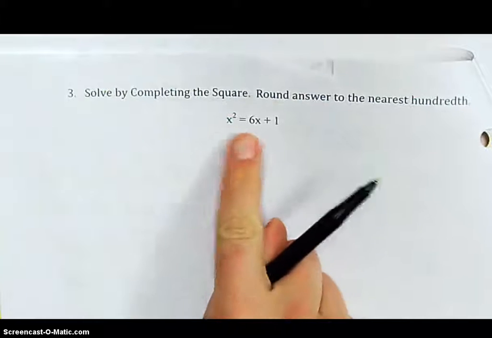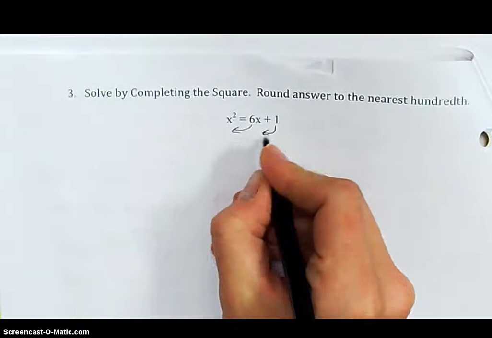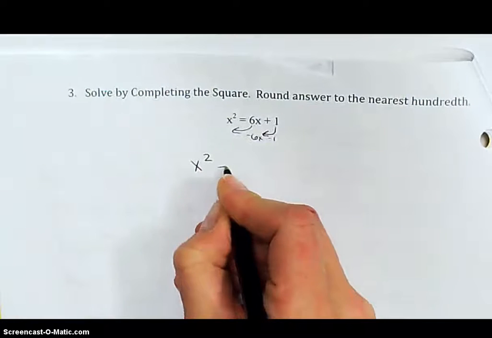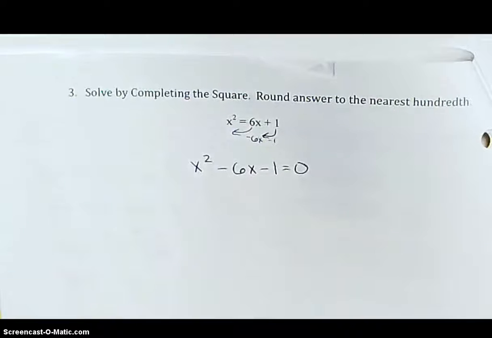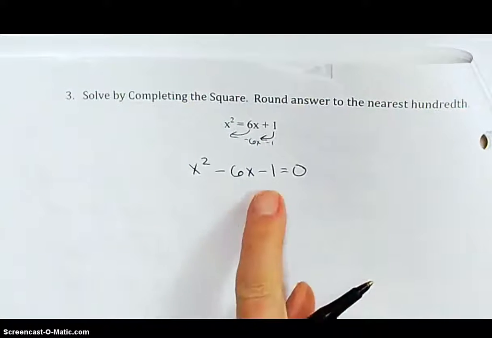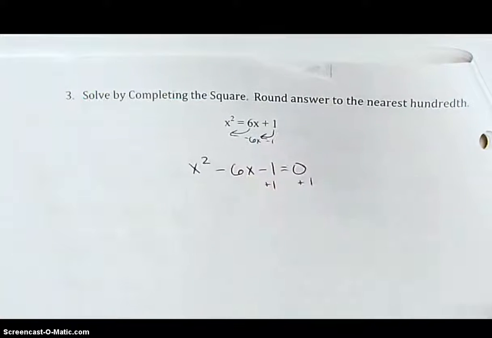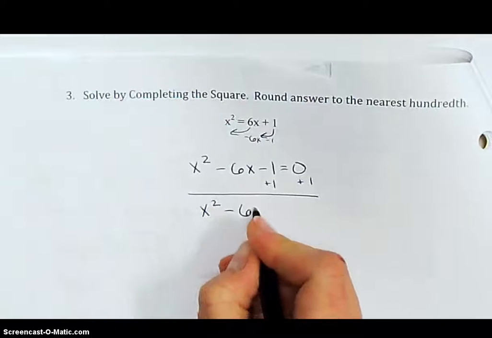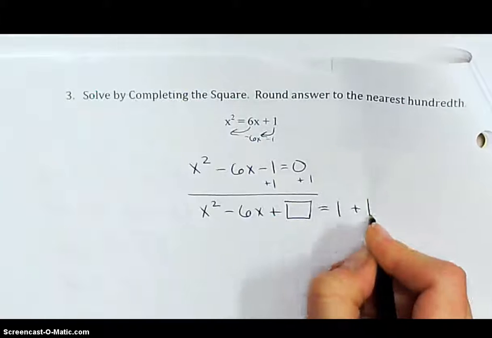All right, so the first thing we have to do is, well, let's bring everything to one side. So let's bring both of these over. So we're going to minus 6x and minus 1. So we get x squared minus 6x minus 1 equals 0. All right, so now it looks like a typical quadratic. So the first thing we have to do is move the constant to the other side. So I'm going to add 1 to both sides. And we get x squared minus 6x. Now I'm going to put a square is equal to 1 plus, and I'm going to put a square there.